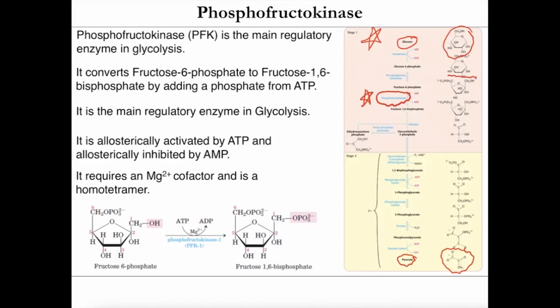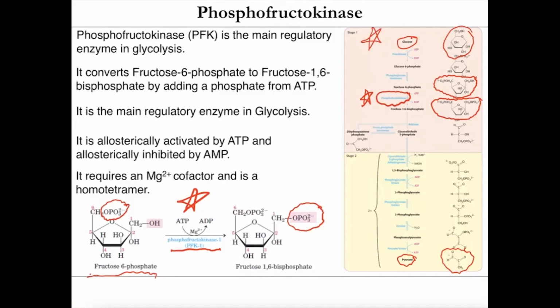It catalyzes the conversion of fructose 6-phosphate into fructose 1,6-bisphosphate. Another form of the reaction is shown right here. Fructose 6-phosphate is a carbohydrate. It's just a fructose with a phosphate on the 6th position of the carbohydrate. Then phosphofructokinase, using a phosphate from ATP, adds another phosphate onto fructose 6-phosphate to get fructose 1,6-bisphosphate. So then there are 2 phosphates, one at the 6th position and one at the 1 position.